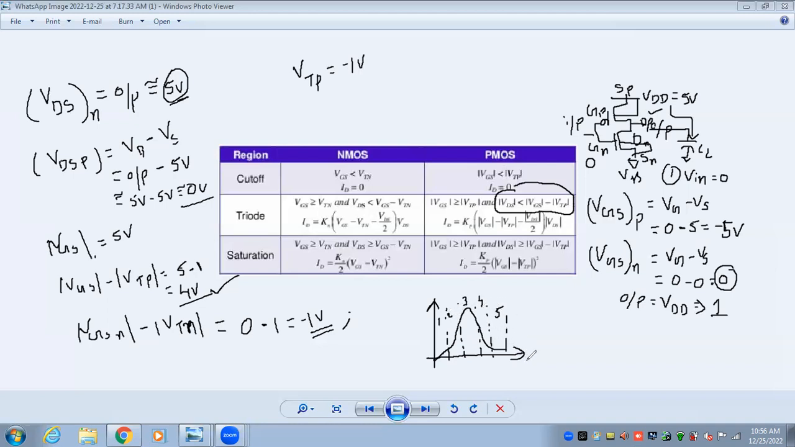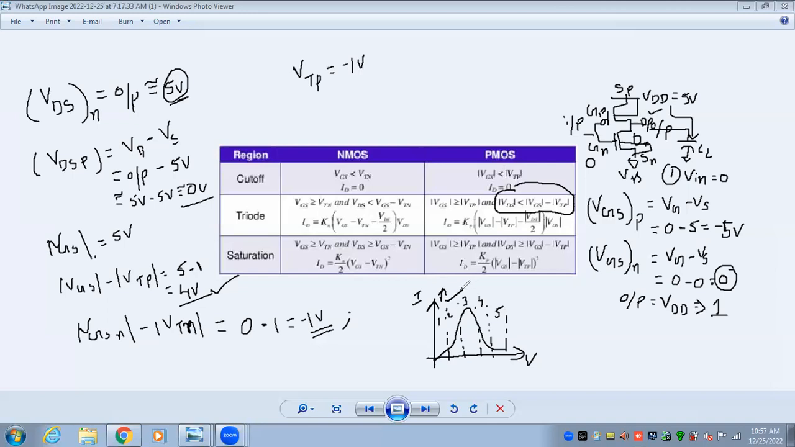So on the y-axis you're going to have the current, and on the x-axis you're going to have the voltage, increasing the input voltage. So that is the first region. Here in the first region which we got, PMOS is in saturation, NMOS is in off region.